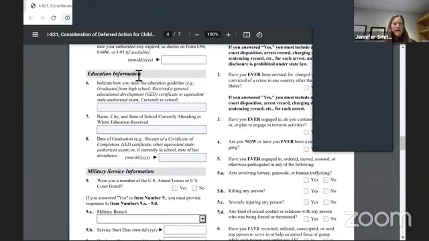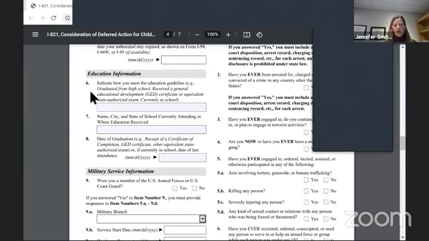Okay. These questions down here, 6, 7, and 8, are about your education. Again, these are part of the requirements for DACA. So you'll need to be able to fill something in here as part of meeting the requirements for DACA.